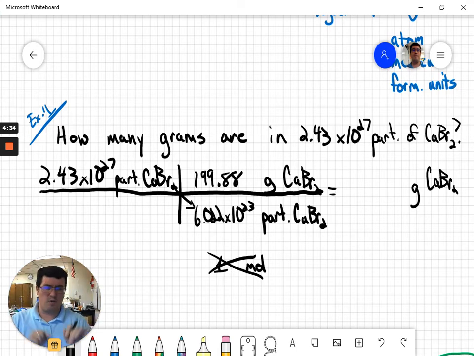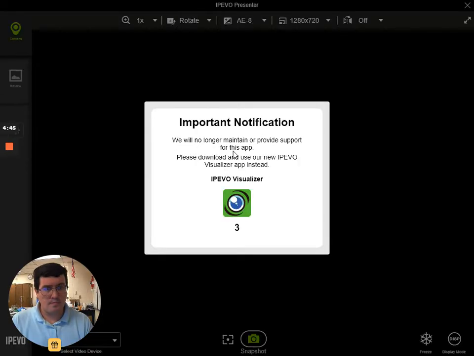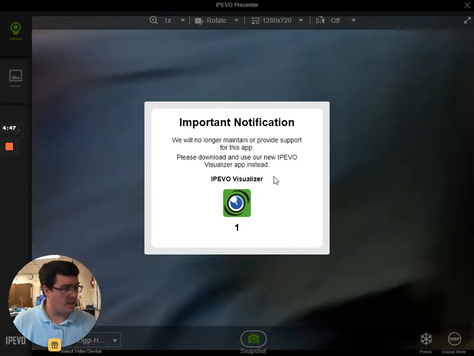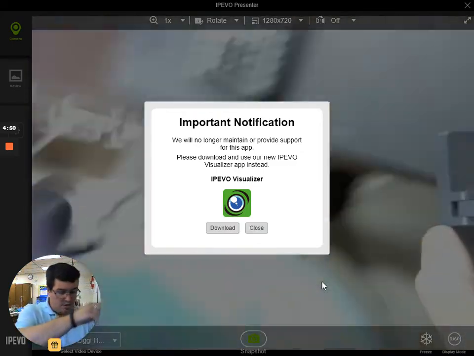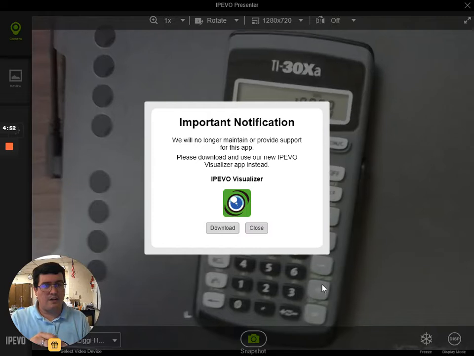Now we need to plug this into the calculator. And the way that we plug this into the calculator, I'm going to bring up my document camera quick. Hopefully you can see this on the document camera here. My document camera, I'm going to focus on my calculator. This is my favorite calculator, the TI-30XA. It's the one I recommend for this class.